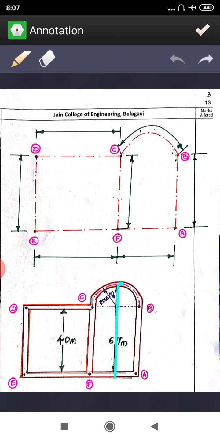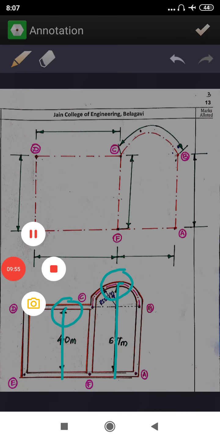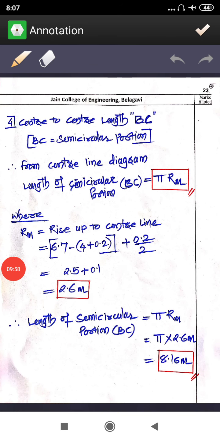This is 6.7 minus 4 plus this wall, right? So you'll be getting 2.5. Then to that 2.5 you have to add half of the wall thickness here, so that you can reach the center of BC. So you'll be getting 2.6 meter. Now once you get this 2.6 meter, it will be easy to get the length of semicircular portion, that is pi rm. So you are going to get 8.16 meter.